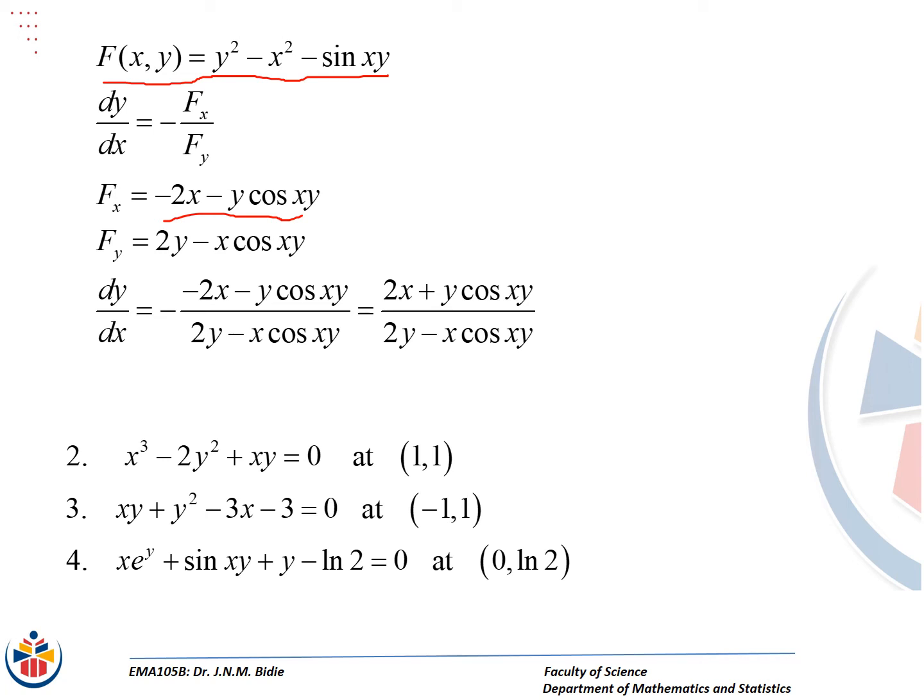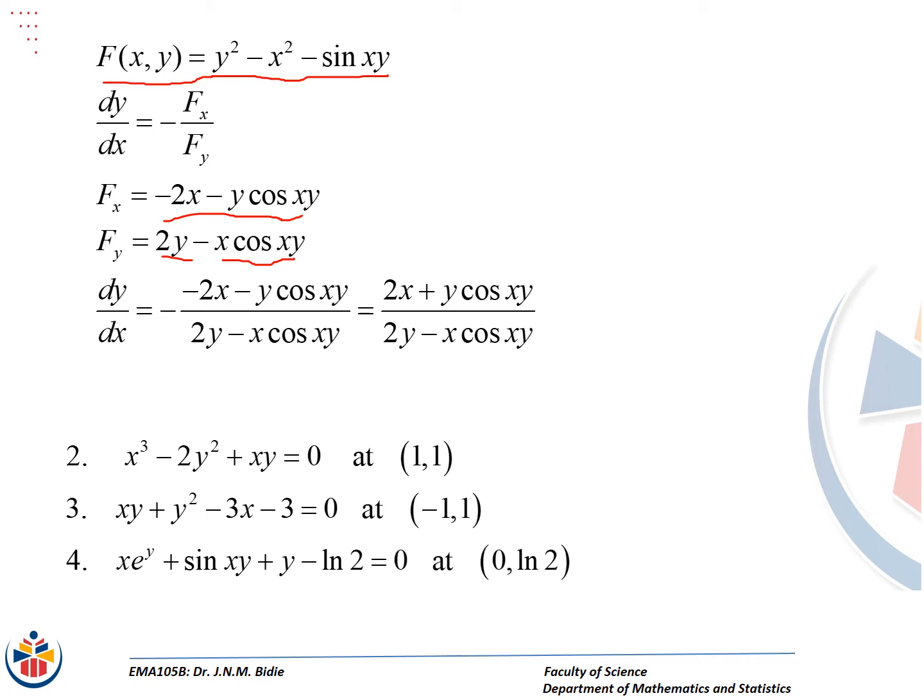With respect to y, we're getting 2y minus the derivative of sine xy with respect to y. It means we will have cos xy times the derivative of xy with respect to y, which gives us x cos xy, and that negative does not change.